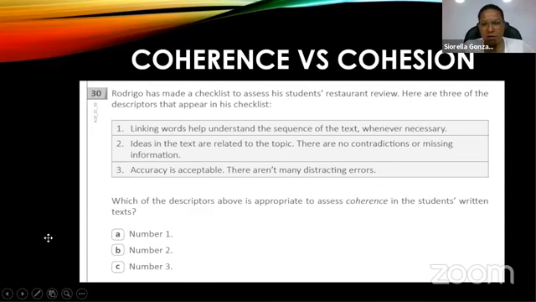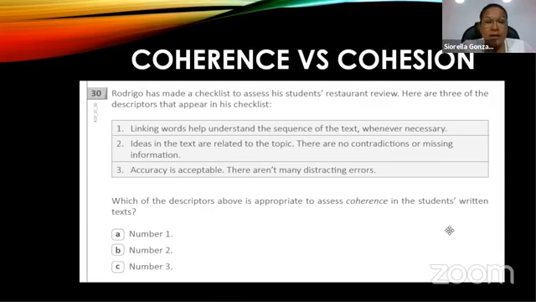Very well. Finally, just a quick exercise of coherence versus cohesion. And I need your help for this. This is another question from examen del Minedu, okay? Rodrigo has made a checklist to assess his students' restaurant review. Here are 3 of the descriptors that appear in the checklist, okay?